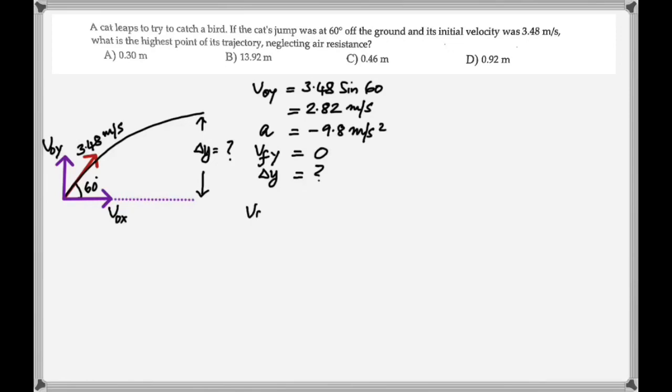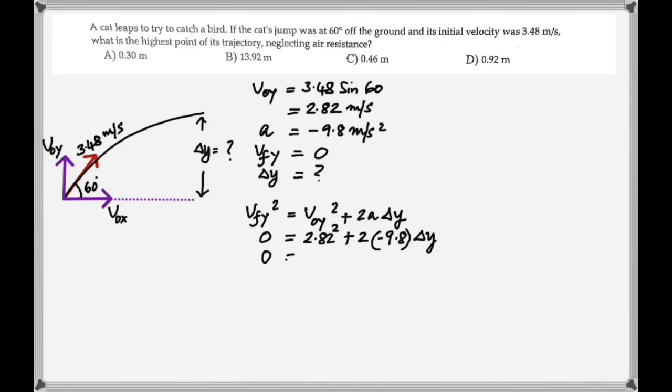So now can we find delta y? Yes, we can. We have this equation: V final squared is equal to V initial squared plus 2a delta y. So once we plug it into that equation, you get 0 is equal to 2.82 squared plus 2 times negative 9.8 times delta y, which we are trying to find.